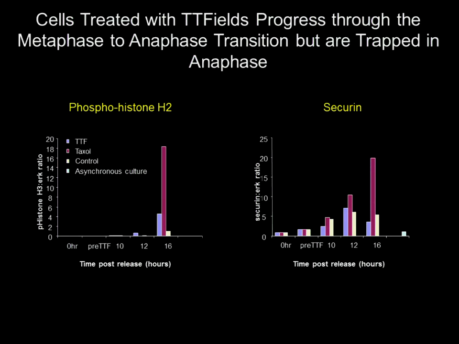If we look at securin, which is a primary target of APC, we find there's very little difference between the TTFields treated and the control. And again, you see that paclitaxel has a major problem getting through this phase of the cell cycle. If you look at phosphohistone H2, on the other hand, which remains phosphorylated until the end of cytokinesis, it is clearly elevated for a longer time. So these two data together strongly indicated the problem is in anaphase. The problem is not in metaphase proper.